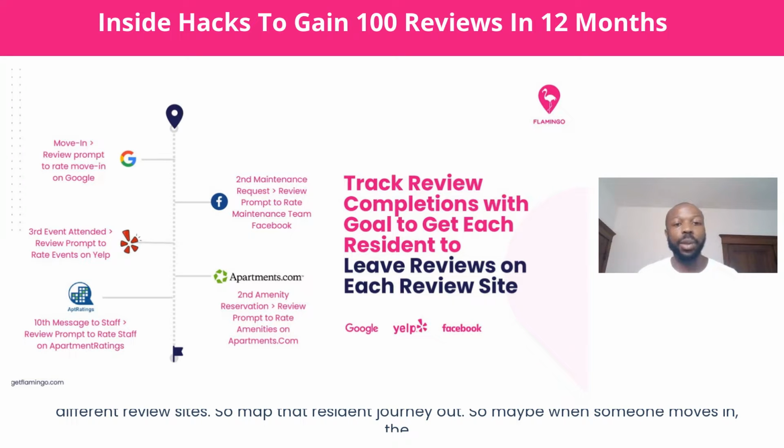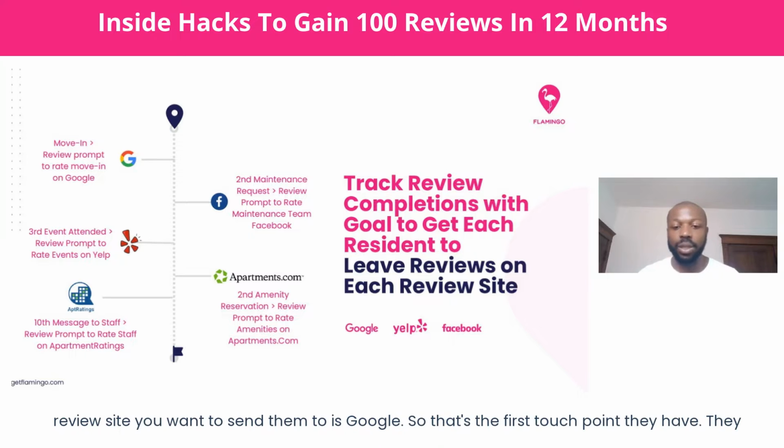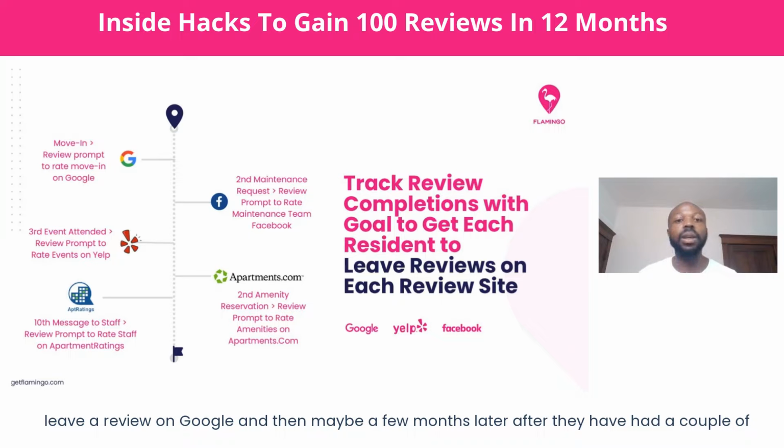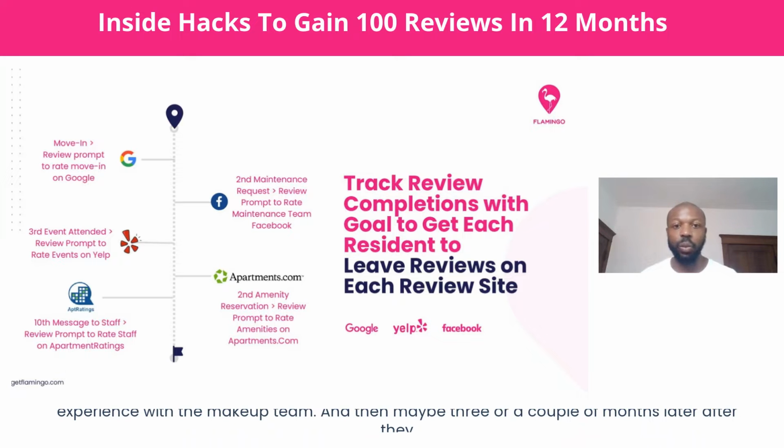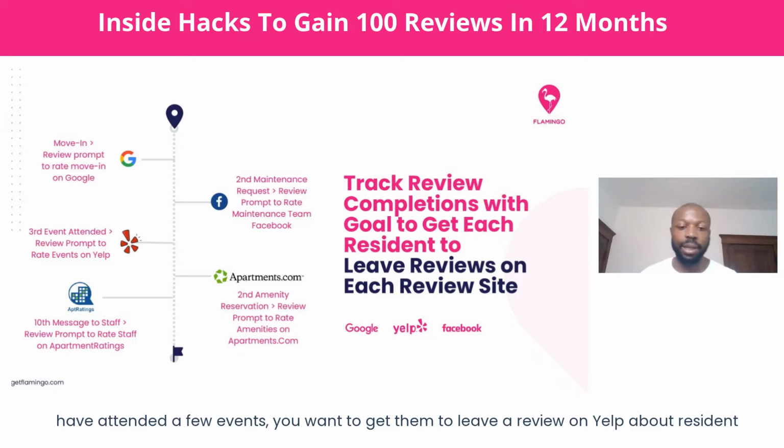So maybe when someone moves in, the review site you want to send them to is Google. So that's the first touch point they have. They leave a review on Google. And then maybe a few months later, after they have had a couple of maintenance requests, you then want to send them to Facebook to leave a review about their experience with the maintenance team. And then maybe a couple of months later, after they have attended a few events, you want to get them to leave a review on Yelp about resident events.